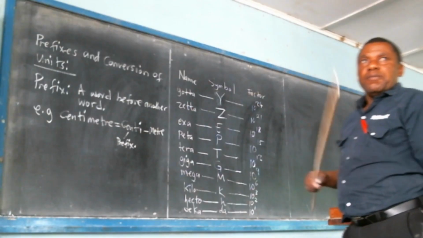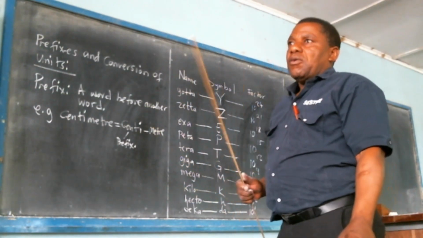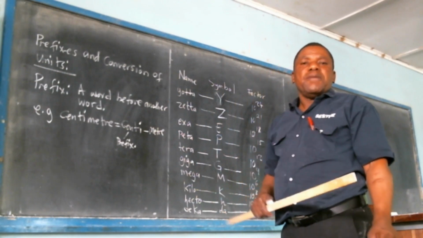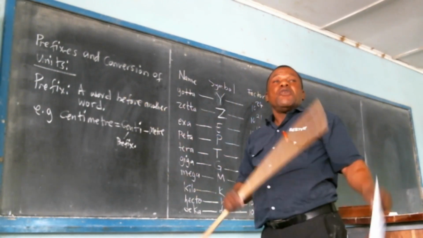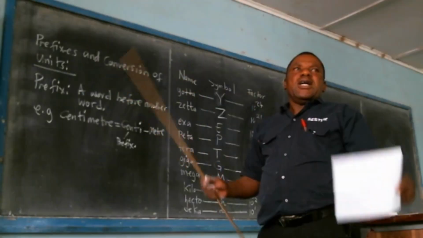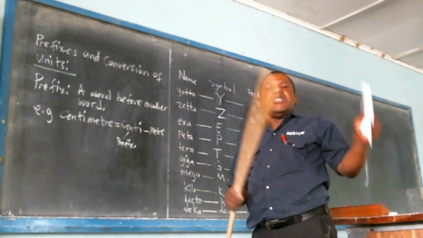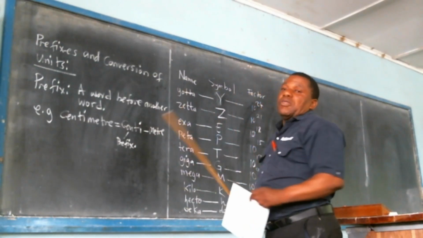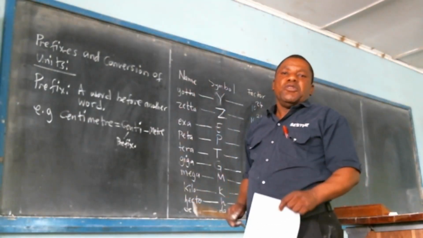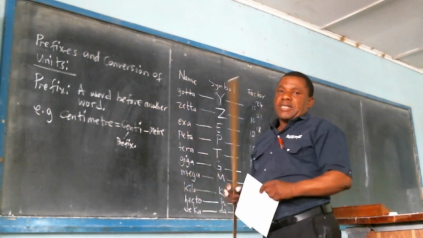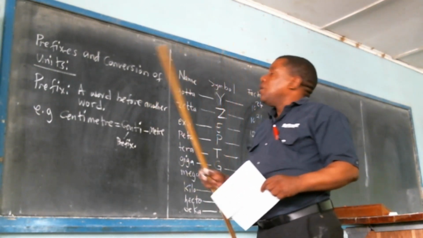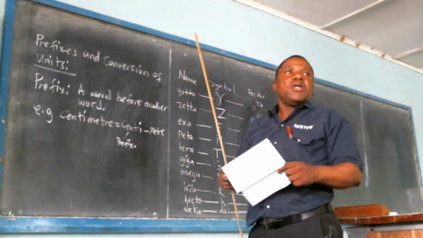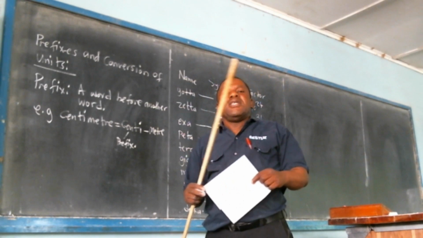When you look at them, they represent positive powers. When the multiples of 10 are positive powers, we call these multiples because they magnify whatever unit they are applied to. If this is put to any unit, it means that unit has been multiplied by that factor. So this is why they are called multiples. Usually they are used to magnify numbers.